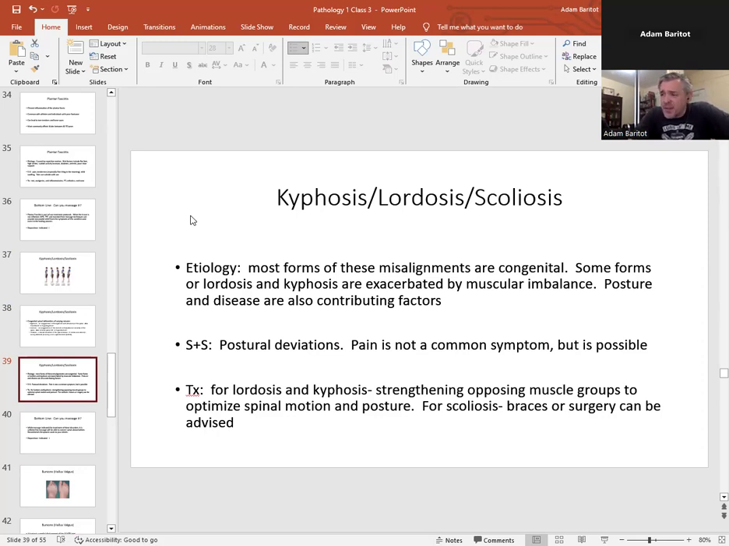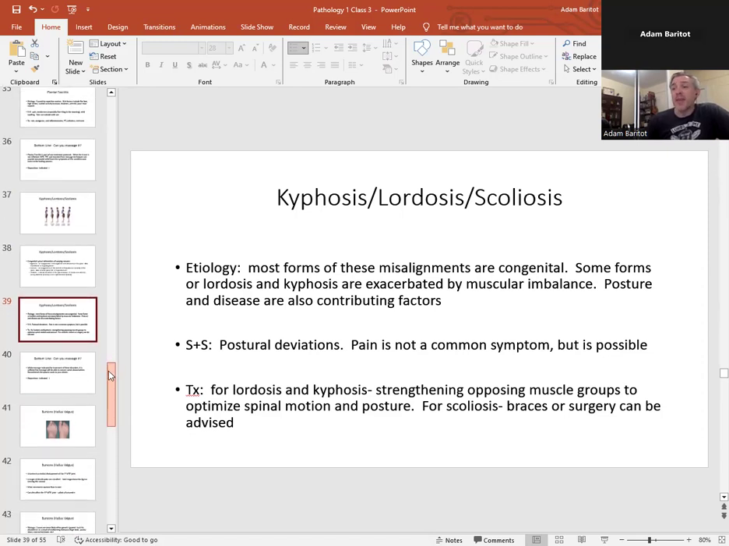Western medicine treatment for lordosis and kyphosis, they will tell you to strengthen opposing muscle groups. For lordosis, they'll tell you to strengthen the abs. For kyphosis, they may tell you to strengthen your rhomboids, for example. For scoliosis, as long as it's less than 15 degrees, they won't perform surgery, but greater than that, surgery or bracing may be advised.